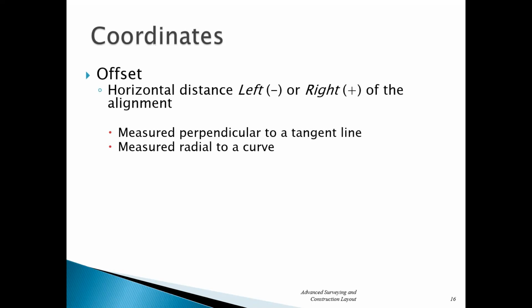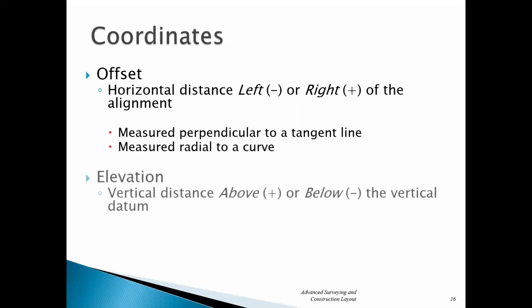Okay. The offset distance is also a horizontal distance, and as we said, it's left or right from the alignment. Left is typically considered negative, and right is considered positive, and that's pretty true. I wouldn't say universally, but I would say probably most people in the United States do it that way, and also most of the software that you would ever use does it that way as well. It's again measured perpendicular to your tangent line, or it's measured radial to a curve, as we just explained. So that's all important. And of course, elevation is the distance above or below that vertical datum at that point.